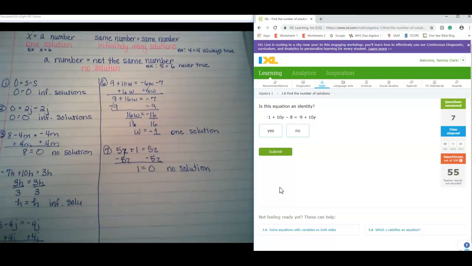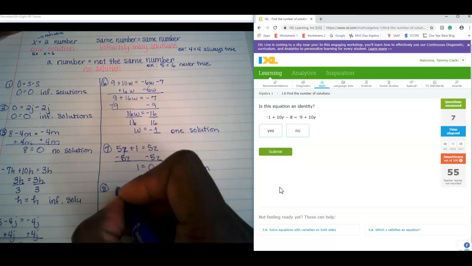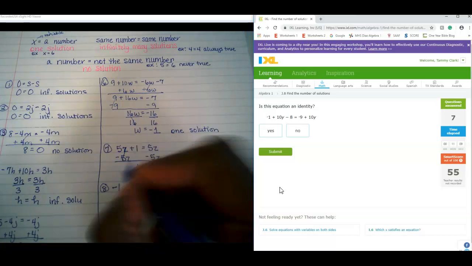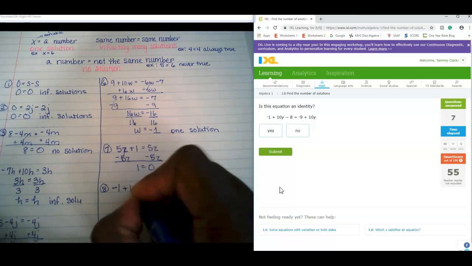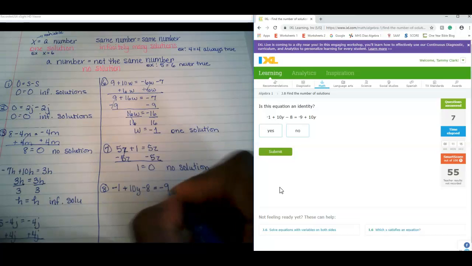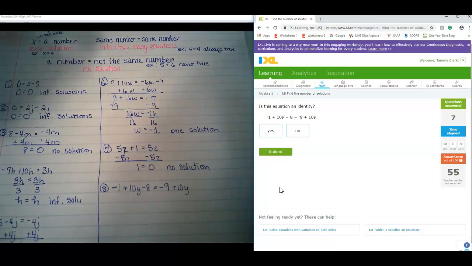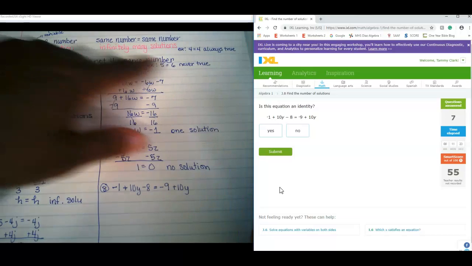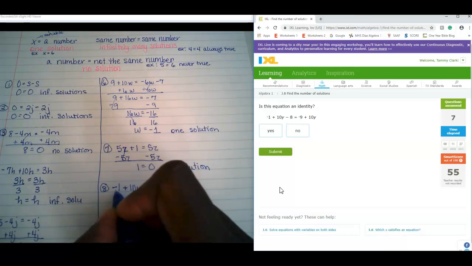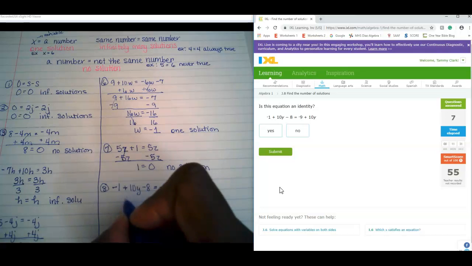All right, we've got number 8. And is this equation an identity? So we have negative 1 plus 10y minus 8 is equal to negative 9 plus 10y. Identity again would be where you have infinitely many solutions. So we've got negative 1. Let's go ahead and combine like terms so we can simplify the left side.